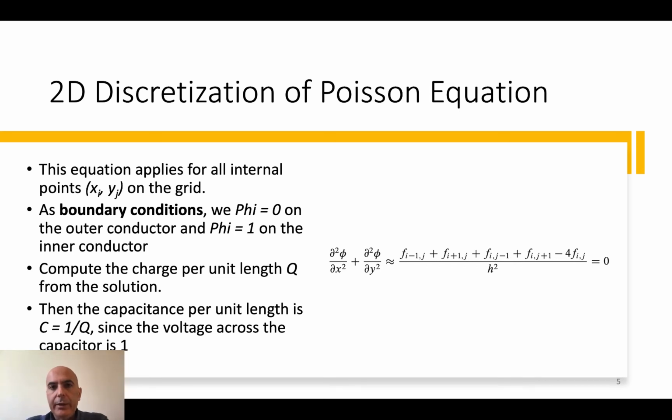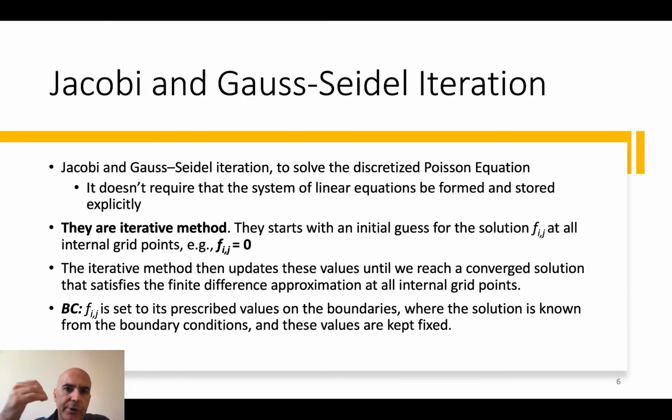Once we calculated the potential inside the coaxial cable, we're going to compute the charge, and from the charge we're going to compute the capacitance of the coaxial cable. To solve the linear system arising from the discretization of Poisson equation, we're going to use a technique called Jacobi and Gauss-Seidel iteration. The beauty of this method is that it doesn't require the system of linear equations to be formed and stored explicitly. However, we're going to ask you to think about for your assignment how you're going to formulate the problem in matrix form.